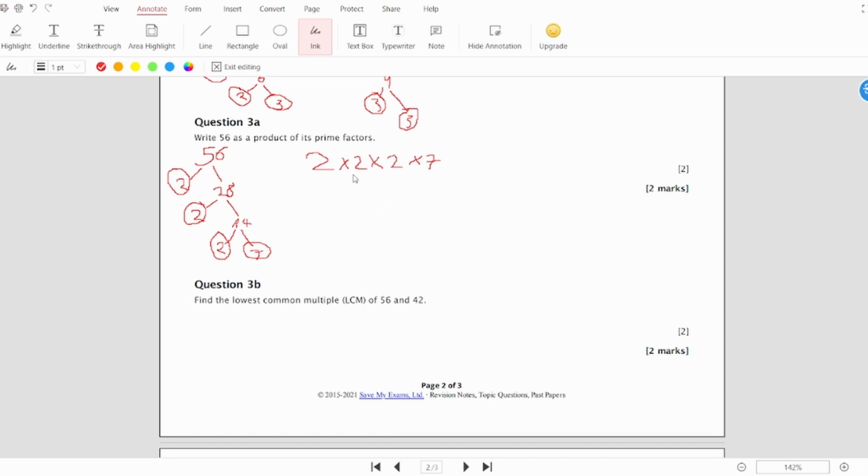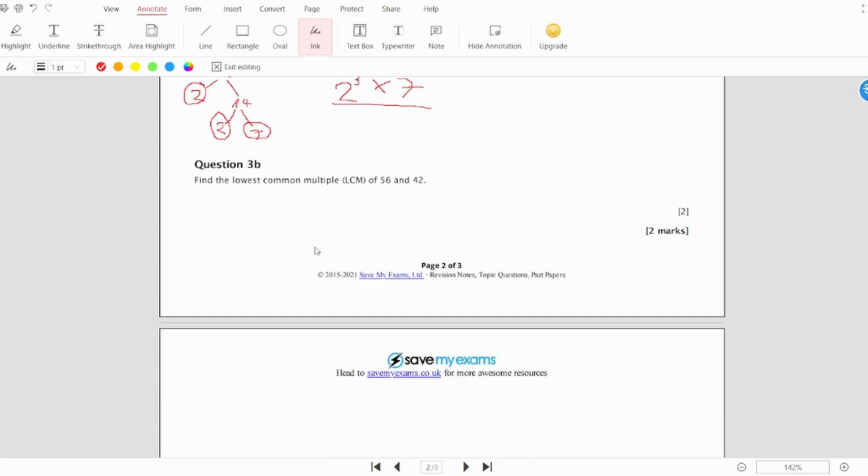But you can also simplify this. You can see that there are 3 2s. So you write 2 to the power of 3 times 7. That's 56 as a product of its prime factors. Now you showed your working out, you got the right answer, you get them ticks. Find the lowest common multiple of 56 and 42.